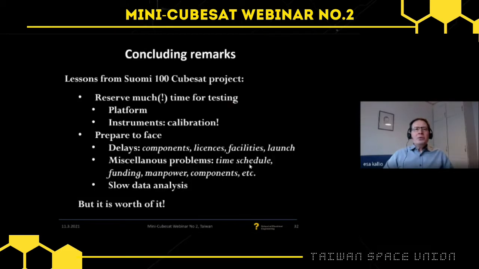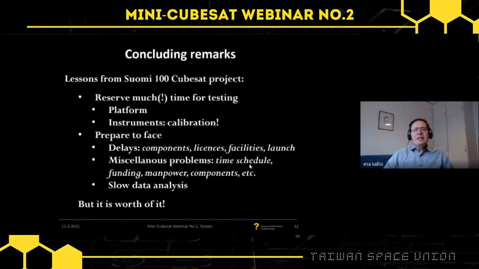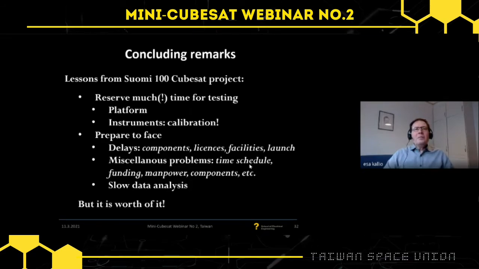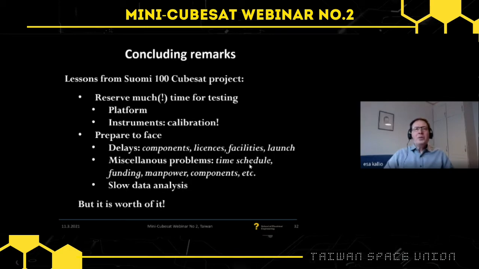But this was where I would like to end now, and maybe some concluding remarks or the lessons. So some lessons is that, try to reserve as much time for testing as possible. So testing of the platform, of course. If the platform doesn't work, of course, it doesn't help if your instruments are working. So test the platform, test and try to avoid very hard deadlines.